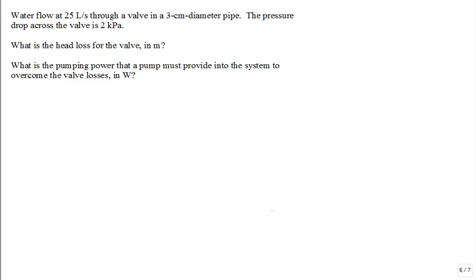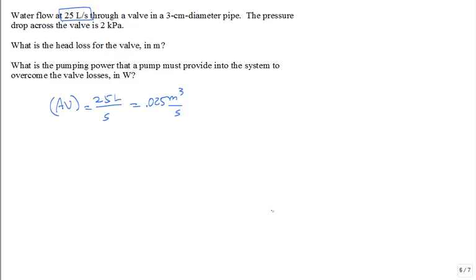Here's a problem. Water flows at 25 liters per second. What is that, 25 liters per second? It's a volumetric flow rate, isn't it? 25 liters per second. How many meters cubed per second is that? Is it 0.25, 0.025? How many? Is that correct? 0.025 cubic meters per second.